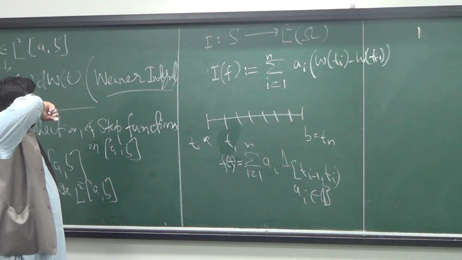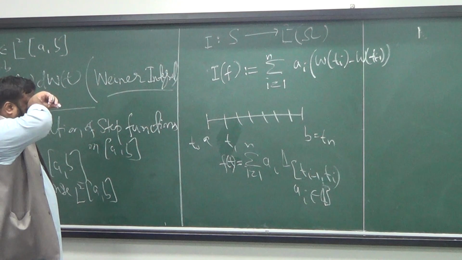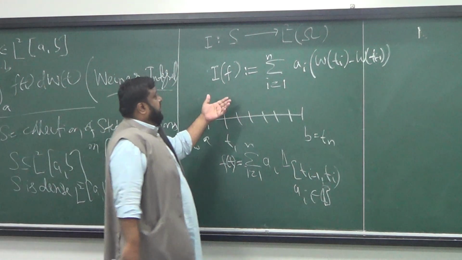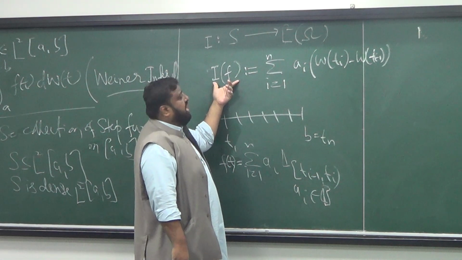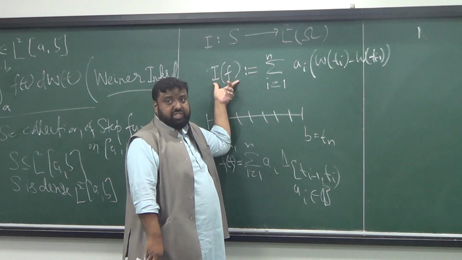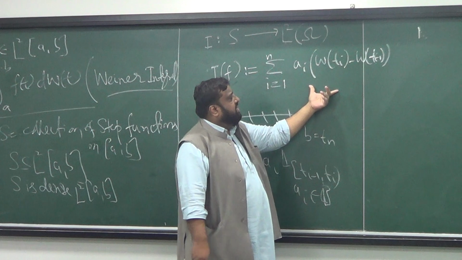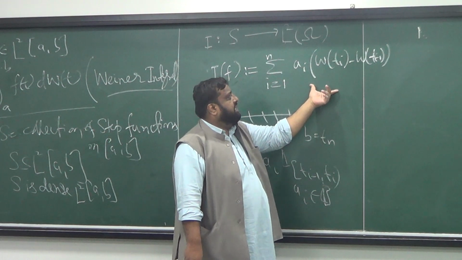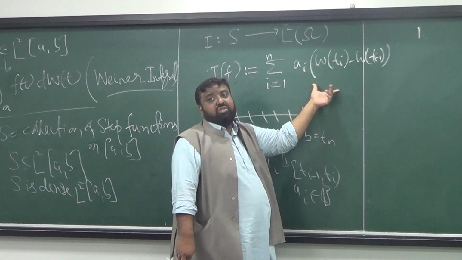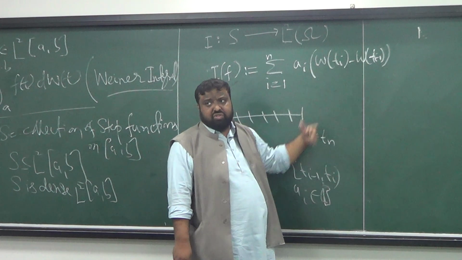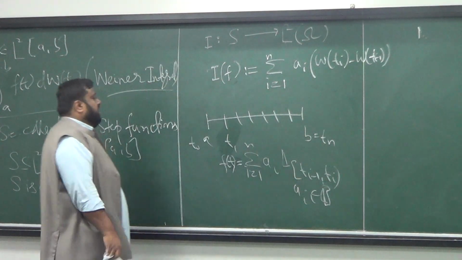The map is indeed well defined. In other words, if you take the square of it and compute the expectation, that would be a finite number actually. So we saw this in the last discussion as well.